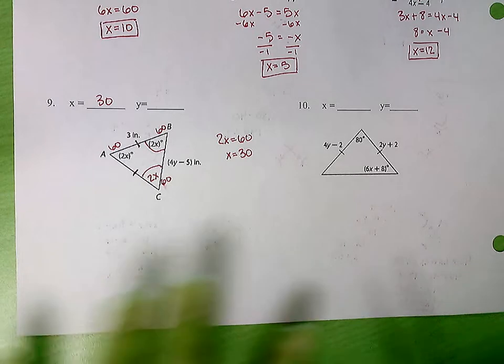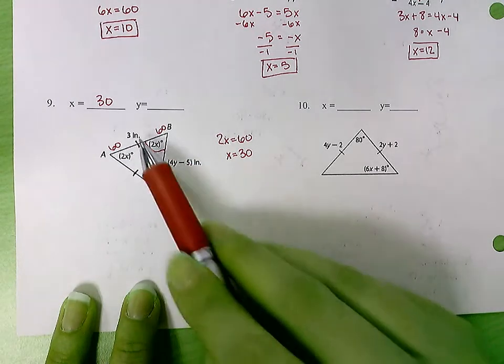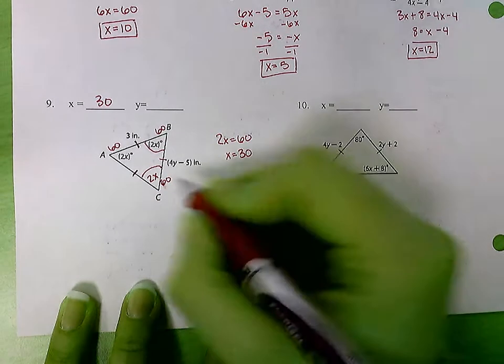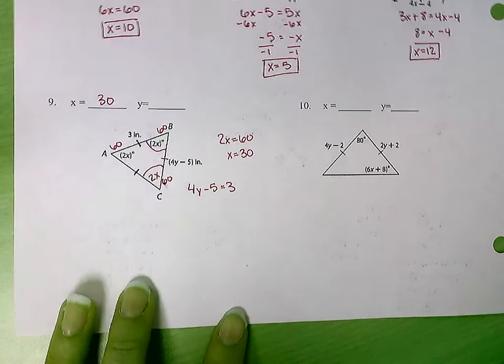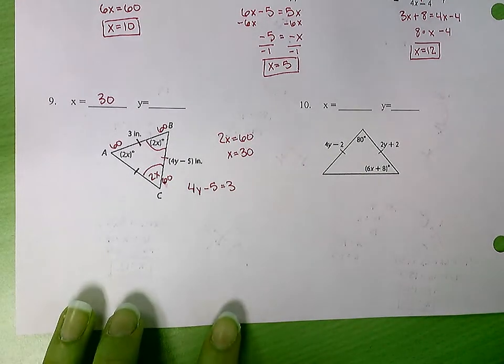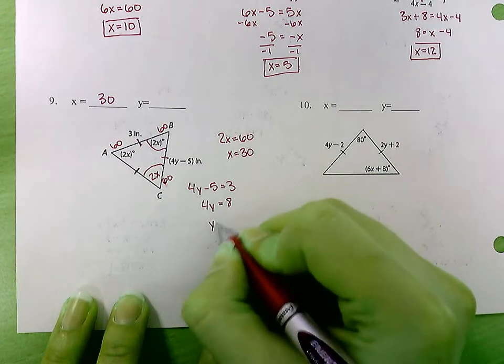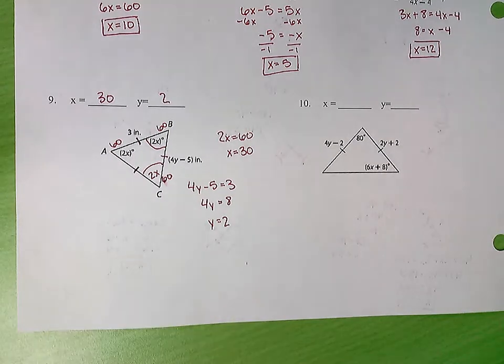Okay, next I want to find y. Now since all 3 of my angles are congruent, that means all 3 of my sides have to be congruent. So I can set 4y minus 5 equal to 3. So add 5, so we have 4y equals 8. To get y is equal to 2. Okay, questions on that one?